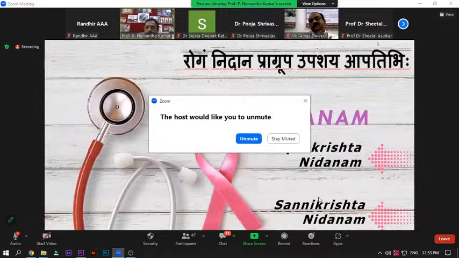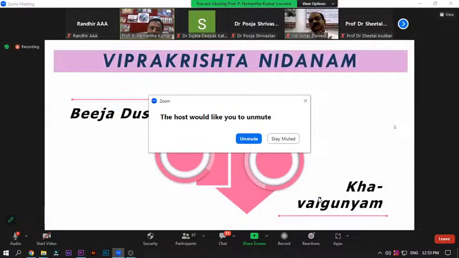Coming to the etiological factors, there is Viparkushta Nidana and Sannikrushta Nidana. Viparkushta Nidana is Bijas Dushti and Kavaya Gognya. Definitely some cancers are seen in families continuously. For example, sometimes the grandmother suffers from CA breast, and then the mother and granddaughter. Like that, Teja Dushti is also there in cancer formation.